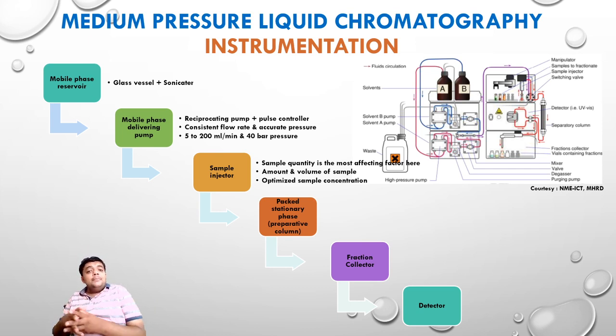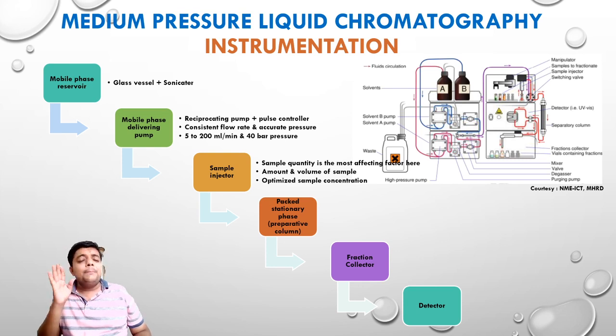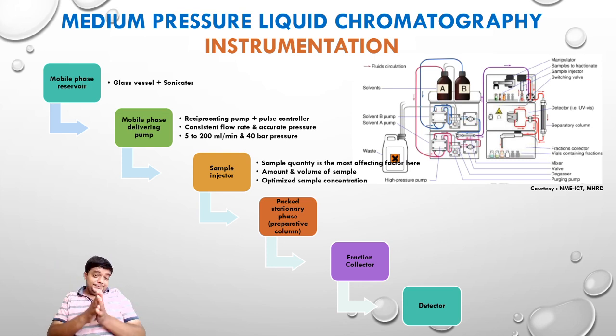Mobile phase delivering pumps are reciprocating pumps and have a pulse controller to maintain the flow rate of the mobile phase. Consistent flow rate and accurate pressure can be generated through these mobile phase delivering pumps. 5 to 200 ml per minute is the flow rate of the mobile phase that can be maintained using these pumps, which have a medium pressure of somewhere around 40 bar.